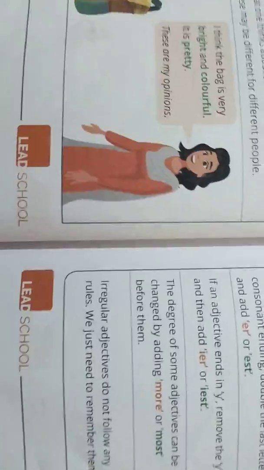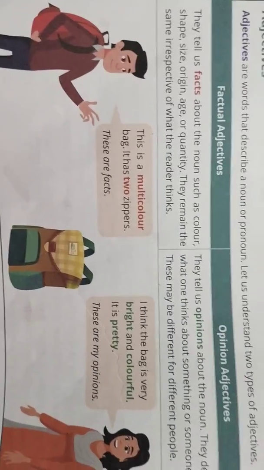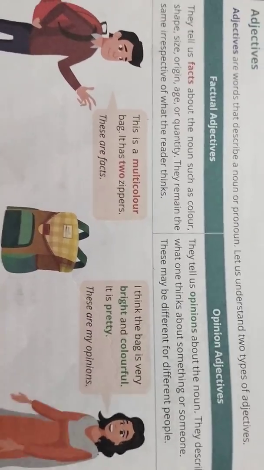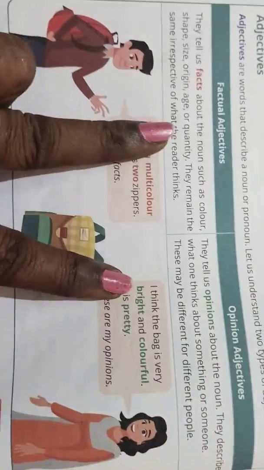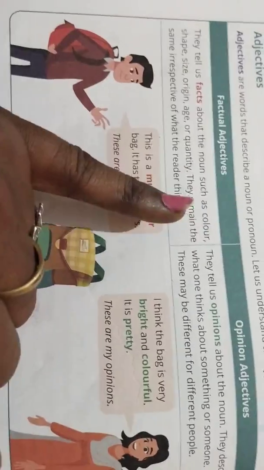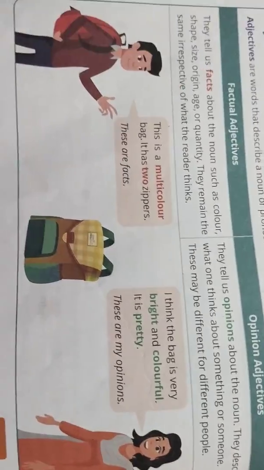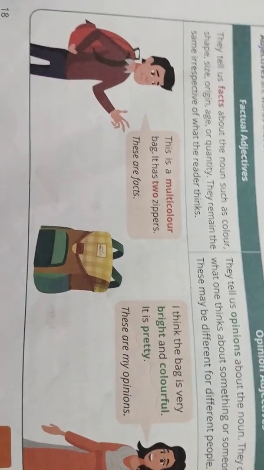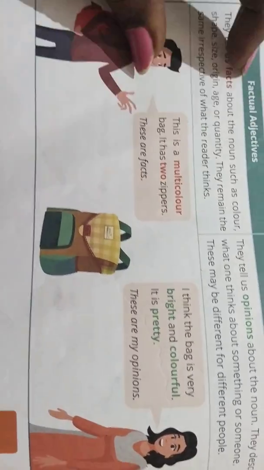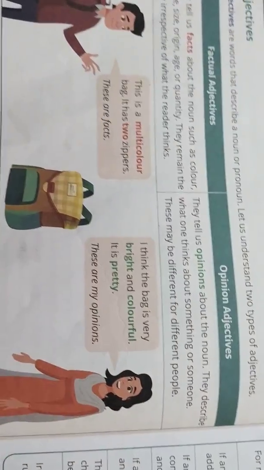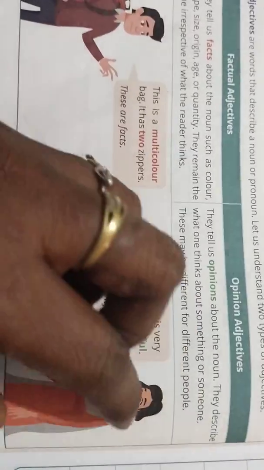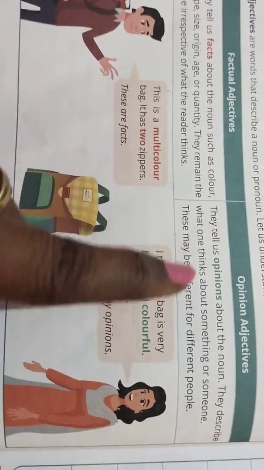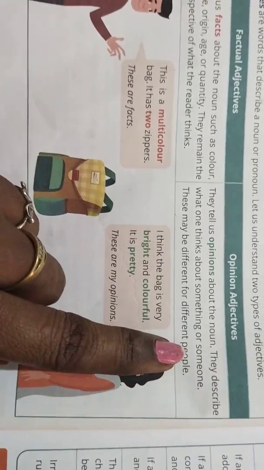The next thing we are going to learn about is adjectives. We all know what adjectives are: words that describe a noun or pronoun. Let us understand the two types of adjectives: factual adjectives and opinion adjectives. Factual means a true fact related to color, shape, size, origin, age or quantity, and it remains the same irrespective of what the reader thinks. But opinion is different for each person. It tells us an opinion about the noun, describing what one thinks about something or someone. These are the differences between factual and opinion adjectives.